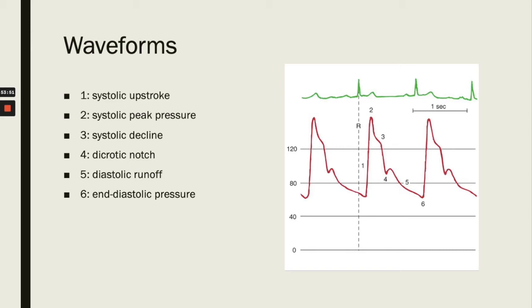But we sometimes estimate the MAP as the diastolic pressure plus 1/3 of the pulse pressure. But this is only valid if the patient has a slower heart rate, because the duration of diastole decreases as the heart rate increases. So if we're not in diastole long enough when our heart rate increases, the estimation of the MAP will not be as accurate.